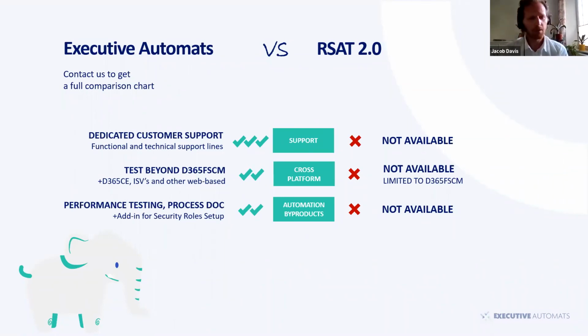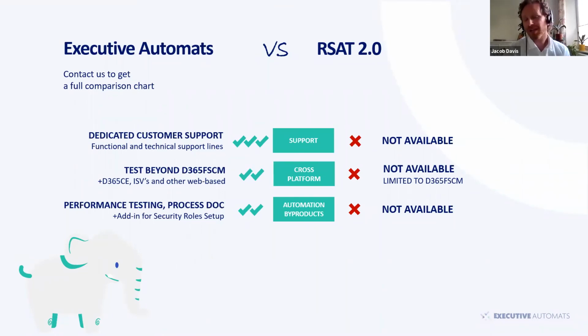But a couple of quick points that you can see on the screen here is with Executive Automats, of course, you have full support. We actually have great expertise in Dynamics 365 as well as test automation. And so you can get functional and technical support that's just not available for RSAT. I think we've all spent time Googling and searching on YouTube for videos on how to do things. And we know how fun that can be, actually.